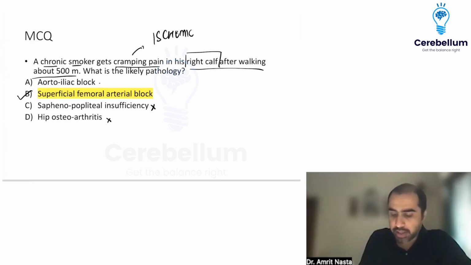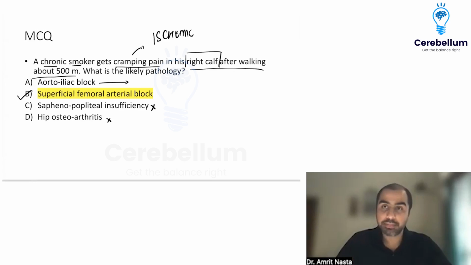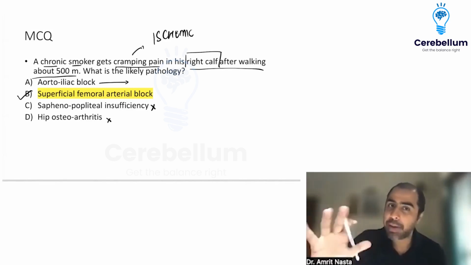What do I get if it is an aortoiliac block? What happens with an aortoiliac block? Where will the pain be? Saphenopopliteal insufficiency is varicose veins. In that you will not get cramps. There is no cramping pain on walking.